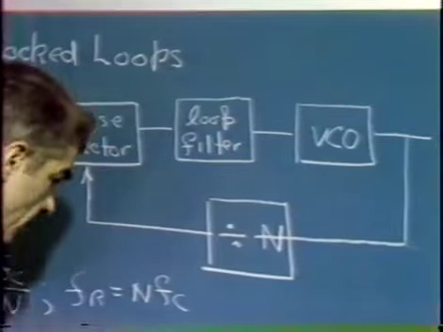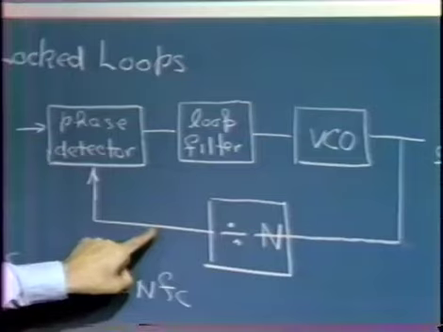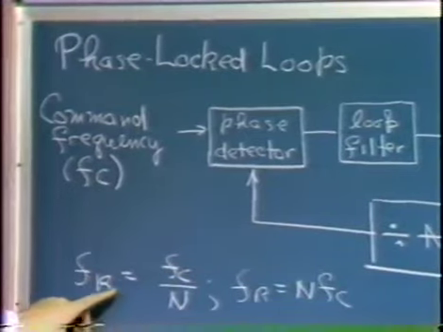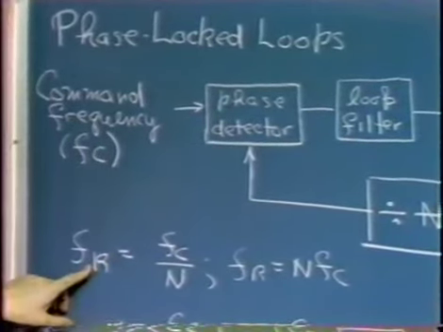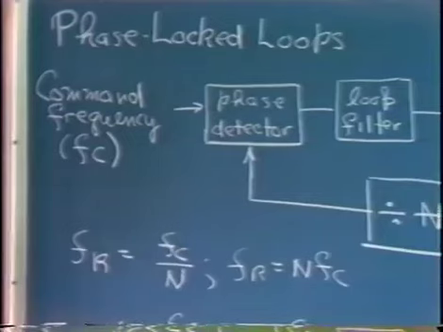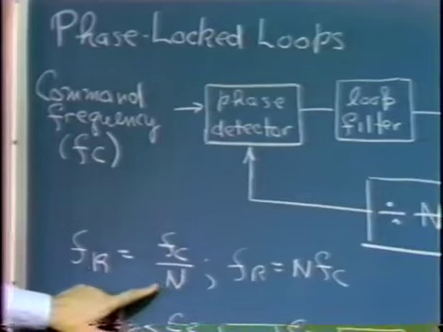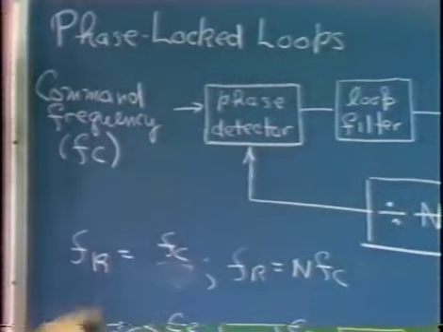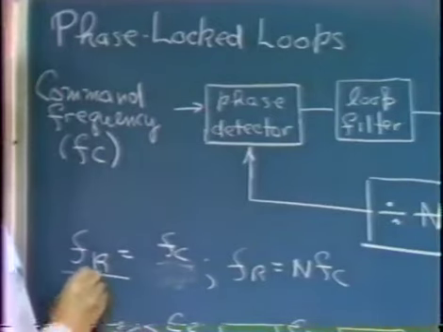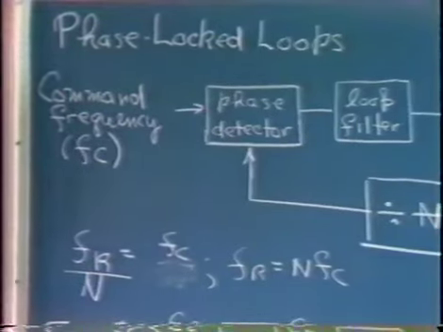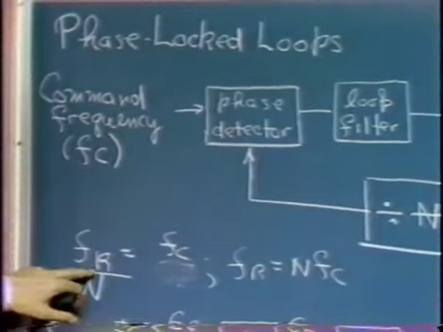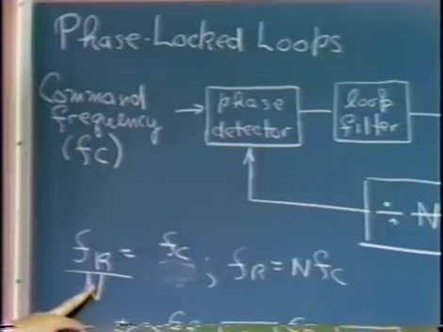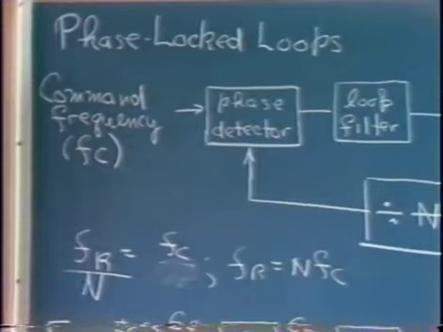Well, to the extent that the loop captures, we argue that the signal at this point must be equal to the command frequency. And consequently, the response of the system will have to be equal. I'm sorry, I have this incorrect. The command frequency will be equal to the response frequency divided by n. Consequently, the frequency of response supplied by the system, the output frequency of the system, will simply be equal to n times the command frequency.